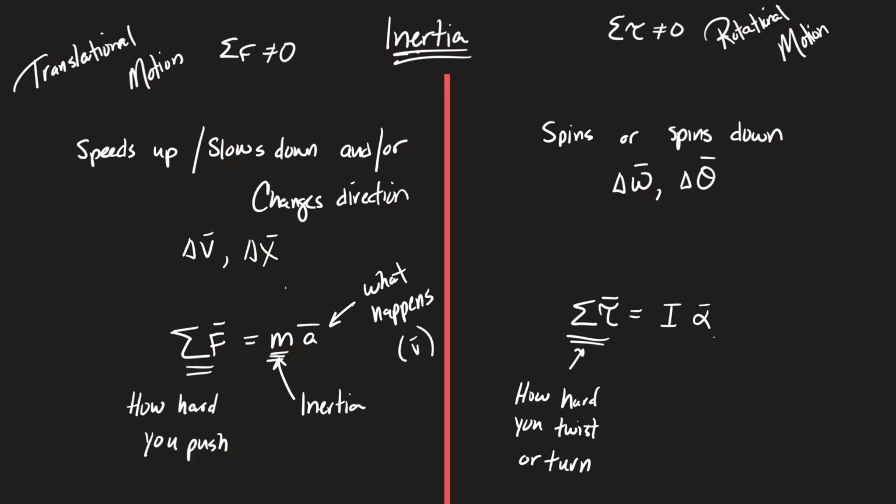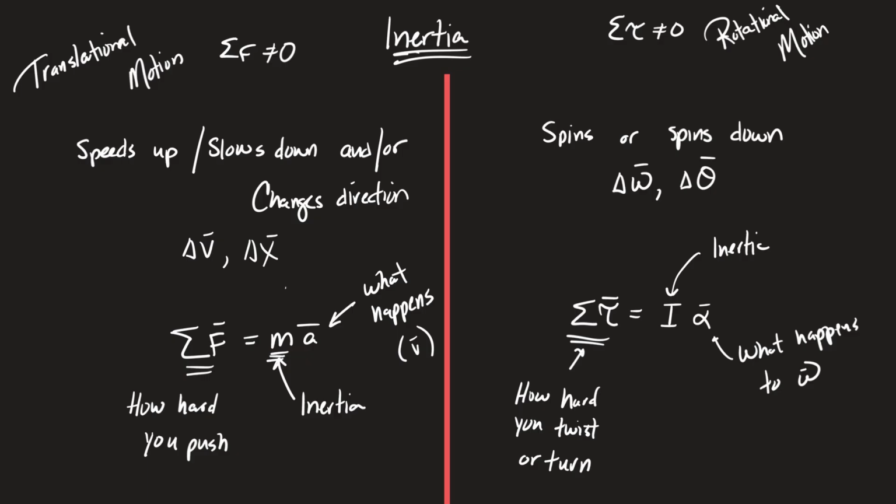This is what happens. Again, this is something observable. What happens to omega? Its spin. Does it get faster? Does it get slower? And last, but certainly not least, this I is still inertia. This is the thing that's resisting those changes. Something with more inertia is harder to twist or turn. So all these things are the same. I'm just reiterating it from first semester.